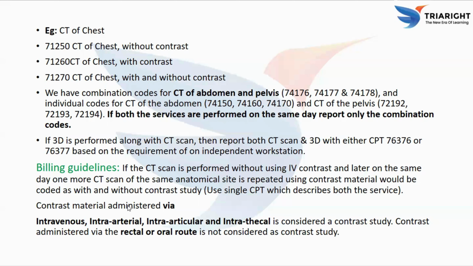And CT with 3D reconstruction. That is 76376 versus 76377. So when can 3D be billed? 3D reconstruction is not automatic with CT.